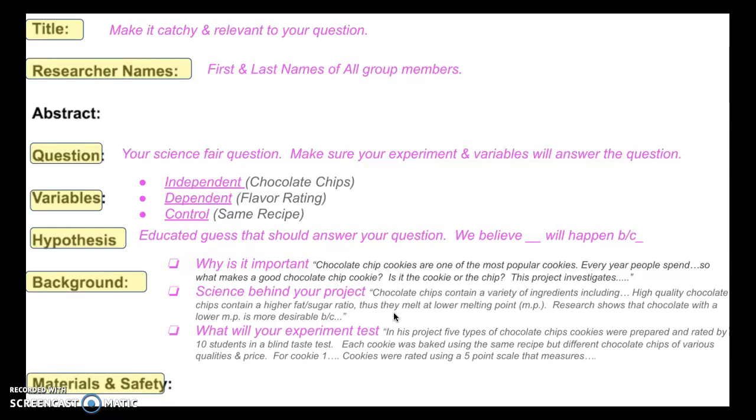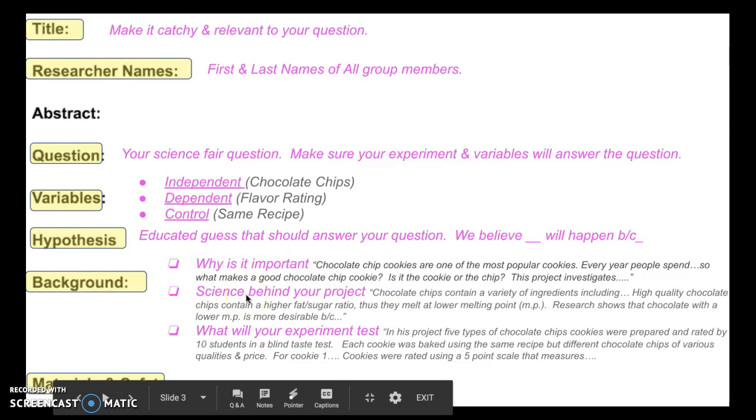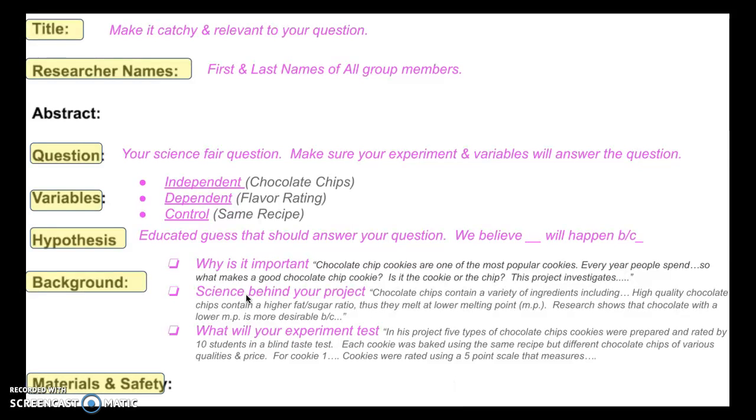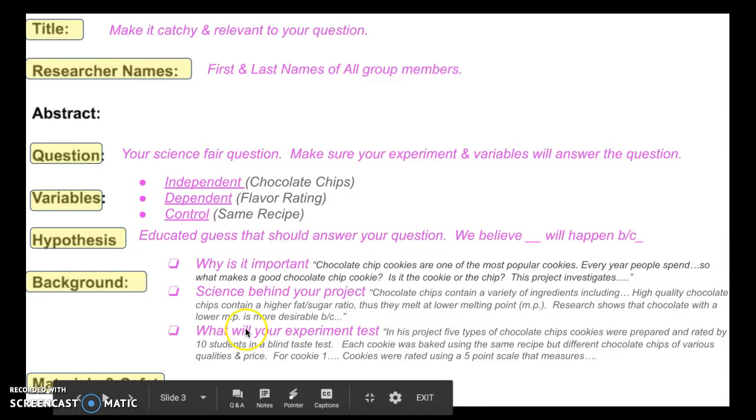Once you've gone over the science behind your project, and by the way, the science behind your project could be 2-3 paragraphs, maybe it's just one. It depends on how much science you need to present. So for some people, it's just very, very basic, and for other people, there may be more required. Once you've done that, you want to go into what your experiment will test.